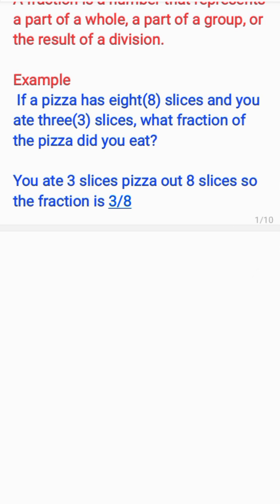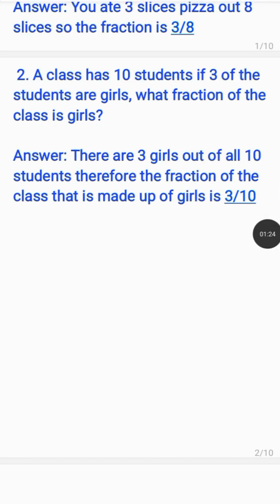Now let us look at another example. A class has 10 students. If 3 of the students are girls, what fraction of the class is girls? Answer: there are 3 girls out of all 10 students. Therefore, the fraction of the class that is made up of girls is 3 over 10. Now, do you understand why I say that a fraction is a part of a whole number or a group?